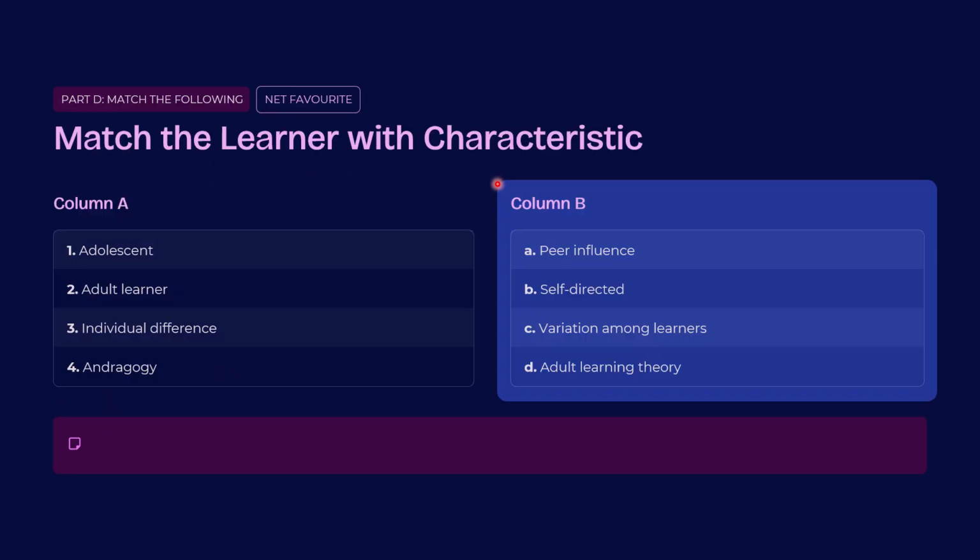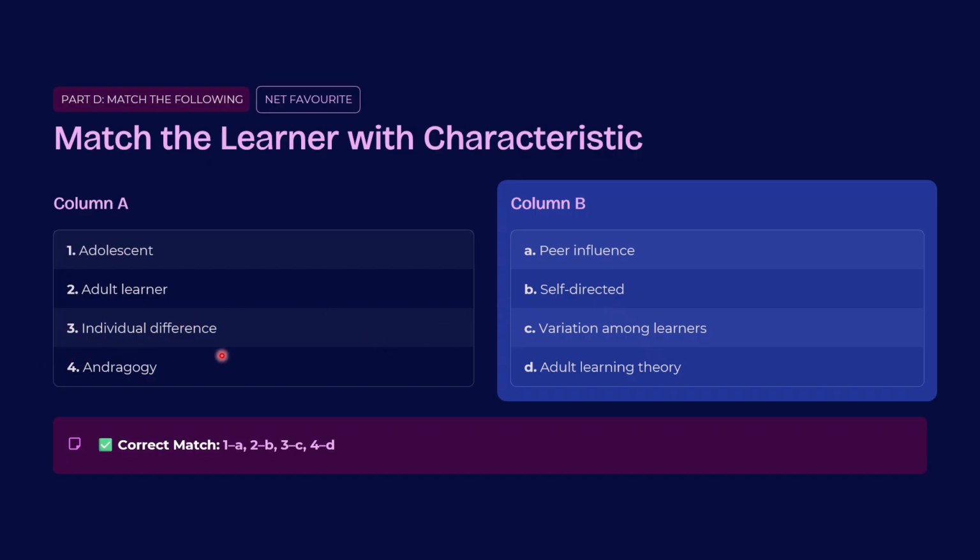Next question is match the learners with their characteristics. Column A gives the different types of learners and column B gives the characteristics. We have to match column A and column B. So first, adolescence. The correct match is peer influence because adolescents are strongly influenced by their friends and classmates. So one is A. And the second is adult learners. The correct match is self-directed. Adults take responsibility for their own learning. So two is B.